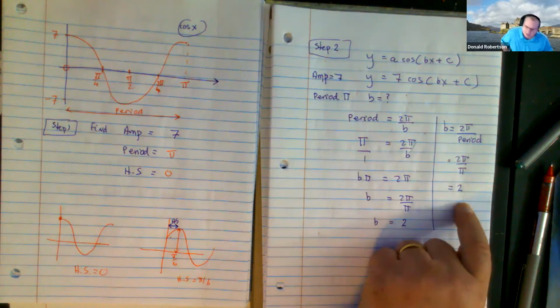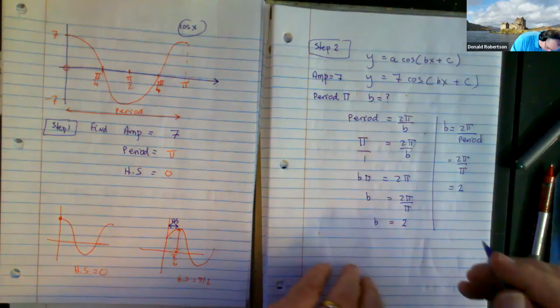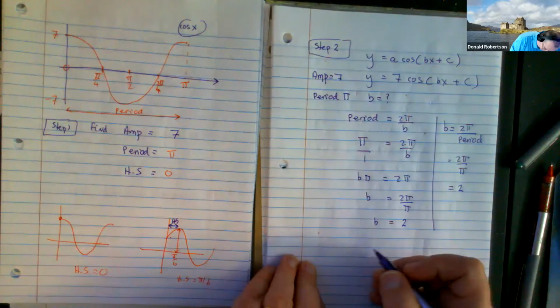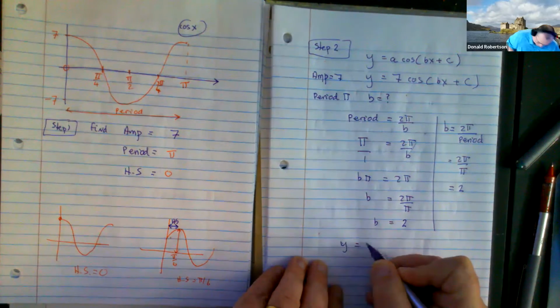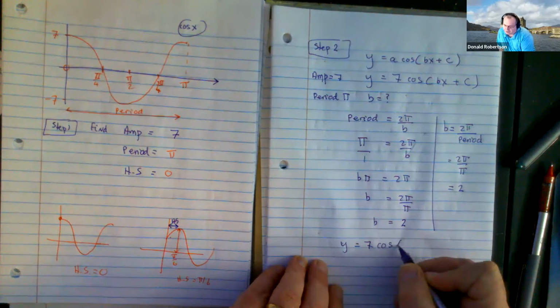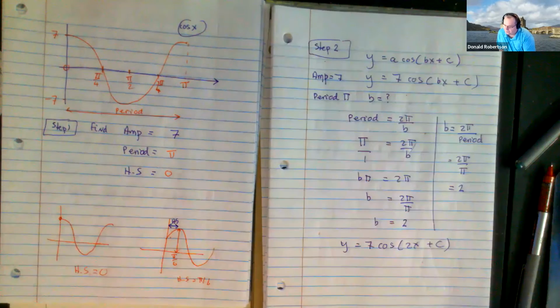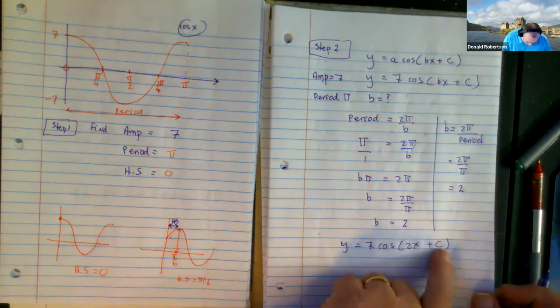Now, that means that we now have y equals 7 cosine of 2x plus c. Would you agree we're much closer to being finished? We only need to find c now. Before we even talk about c, let me do some more examples of finding b.